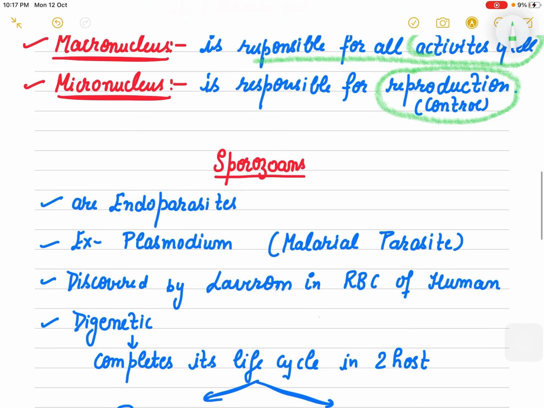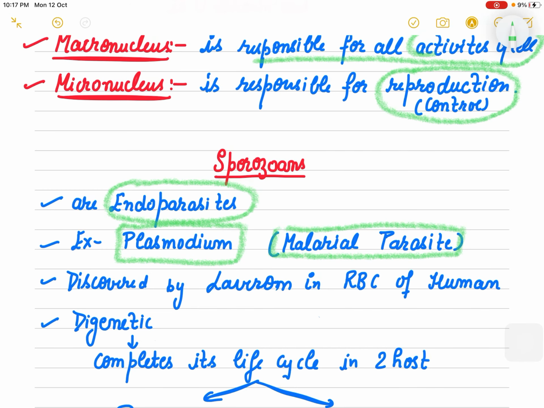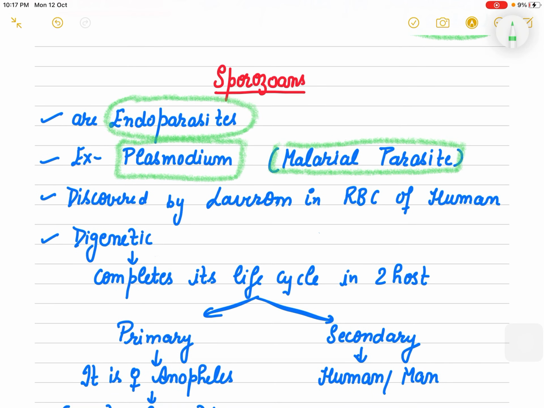Now we come to the sporozoans. Sporozoans are endoparasites, and most commonly known to us is Plasmodium, the malarial parasite, which lives inside another's body. It was discovered by the scientist Laveran. He discovered this sporozoan persisting in the RBC of humans, right? And they are digenetic.